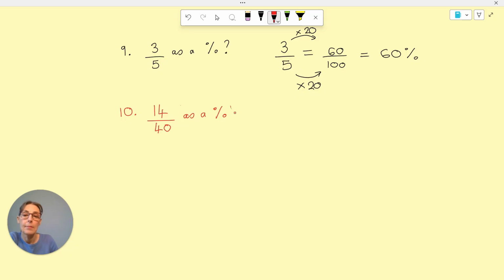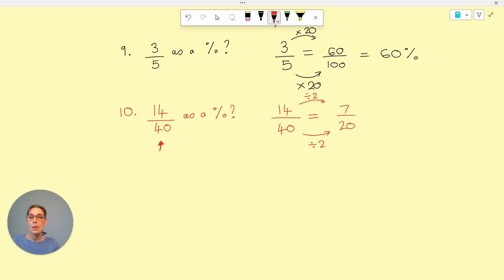It looks tricky. What I'm going to do is I'm going to make the denominator a factor of 100. So I'm going to divide the top and bottom by 2, and although I'm dividing by 2 and it looks like it's halving, it's still 14/40, but we're writing it differently. So we're simplifying it. So I'm going to divide 40 by 2. I'm going to divide 14 by 2, and then I have 7/20.